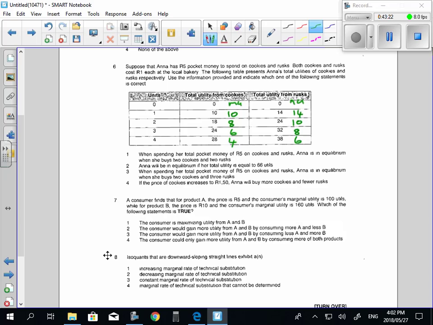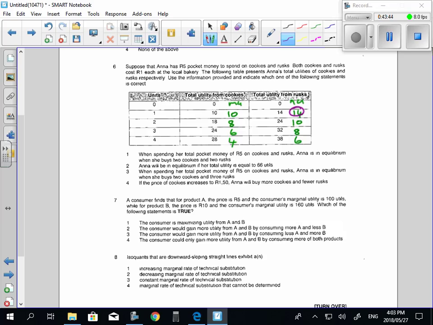Now both of these products cost 1 Rand each. So if you were going to spend 1 Rand on a cookie and 1 Rand on a rusk, which one would you buy first? You get 10 utils from the cookie and you get 14 utils from the rusk. The rusk, exactly. You get more utils for every 1 Rand that you spend. So you're going to spend 1 Rand on rusks.